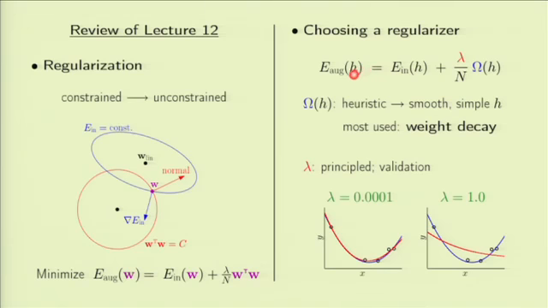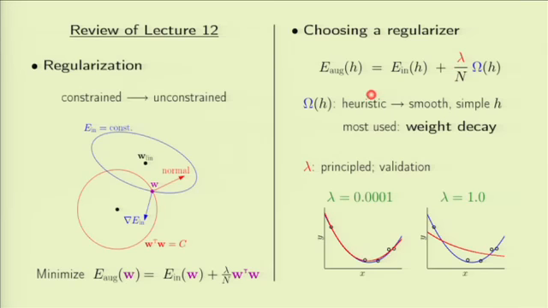And in that case, we form the augmented error as the in-sample error plus this term. And the idea now is that the augmented error will be a better thing to minimize if you want to minimize the out-of-sample error, rather than just minimizing E in by itself. And there are two choices here. One of them is the regularizer, omega, with weight decay or with weight elimination or the other forms you may find. And the other one is lambda, which is the regularization parameter, the amount of regularization you are going to put.